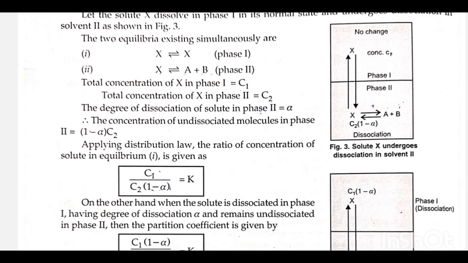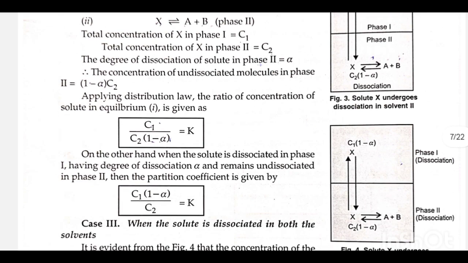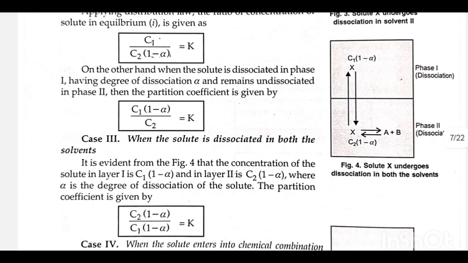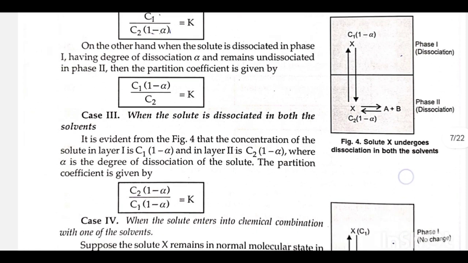Applying distribution law, the ratio of concentration of solute in equilibrium is given as C1 upon C2 into 1 minus alpha is equal to K. On the other hand, when the solute is dissociated in phase 1 having degree of dissociation alpha and remains undissociated in phase 2, then the partition coefficient is given by C1 into 1 minus alpha upon C2 is equal to K.